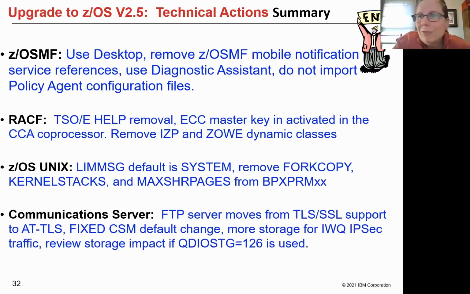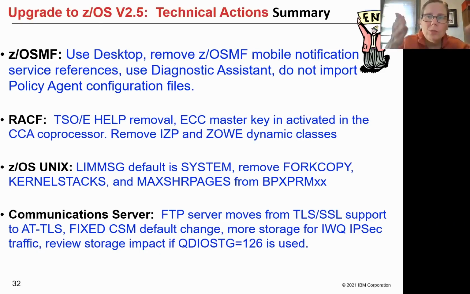For zOSMF, we've got the desktop, we've got the diagnostic assistant. Make sure that you have imported those policy agent configuration files. RACF TSO help is gone. You need to use the books instead. Make sure that those dynamic classes have the right POSIT values before you take it. For Unix, it's all about BPX, PRM, default change, and then cleaning stuff out, easy stuff for Unix. And then Comm Server, it's about more secure communications for the FTP server using AT-TLS, and also some storage impacts that we had seen there.